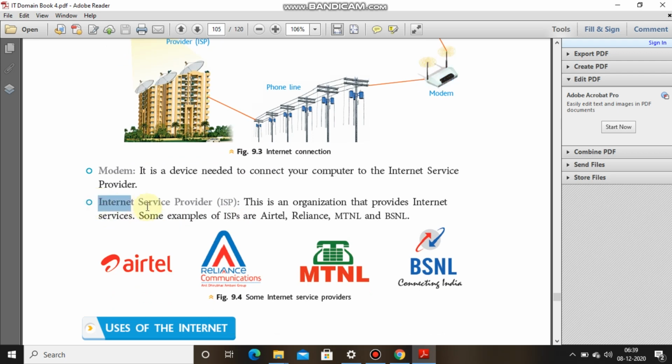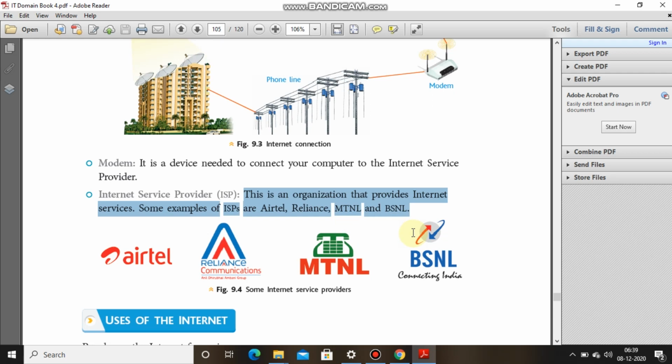Then we have the internet service provider, that is the ISP companies. This is an organization that provides internet services. Some of them are Airtel, Reliance, MTNL and BSNL. These are the companies which basically provide internet connection to the user.